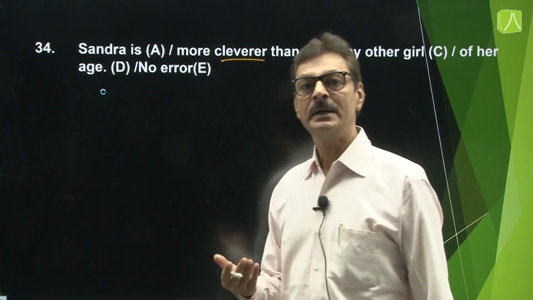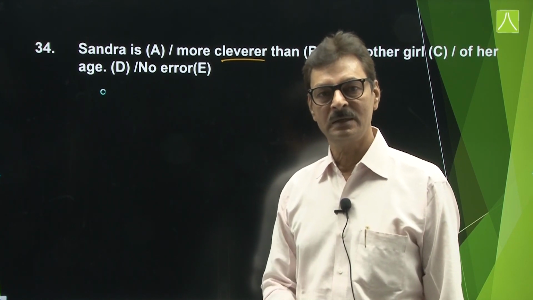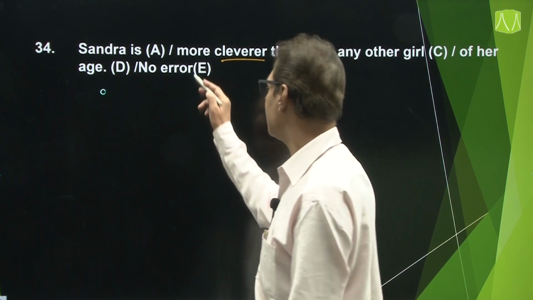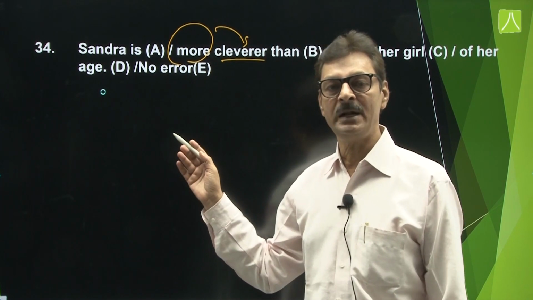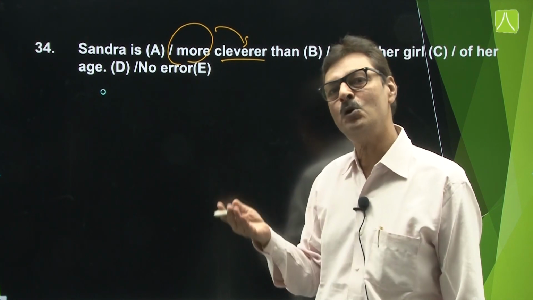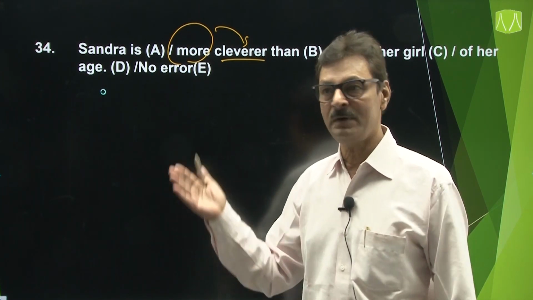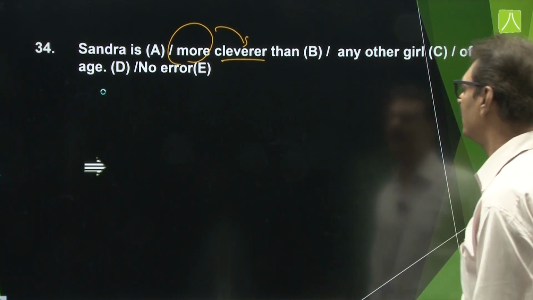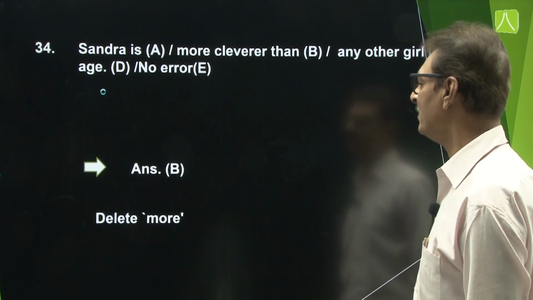Clever, cleverer, cleverest. These are the degrees of comparison. And we cannot use double comparative. It cannot be more and cleverer. Cleverer itself is a comparative degree. So more cleverer का मतलब क्या होता है? More clever. So Sandra cannot be more clever than any other girl. This is incorrect. Double comparatives are never used. So the error is in part B.